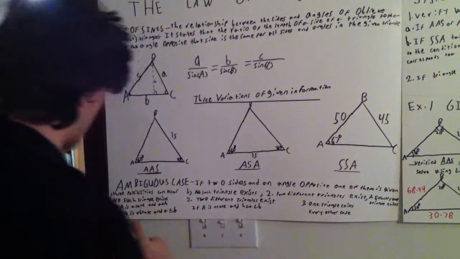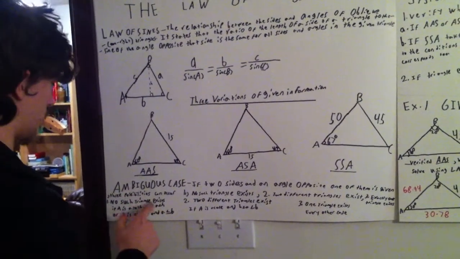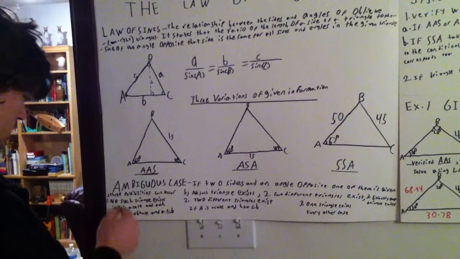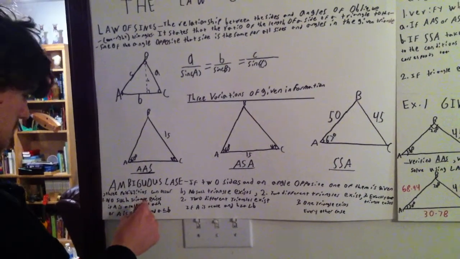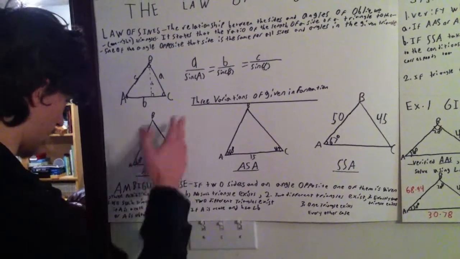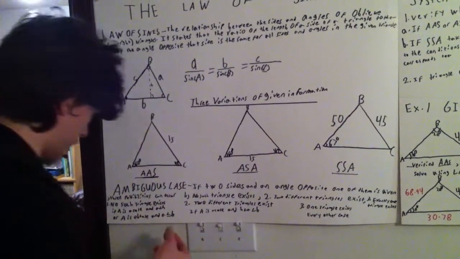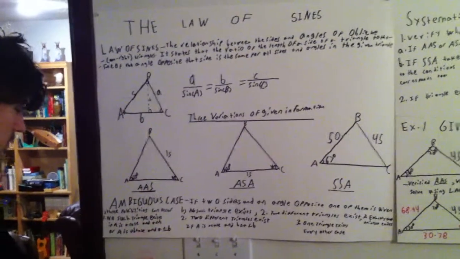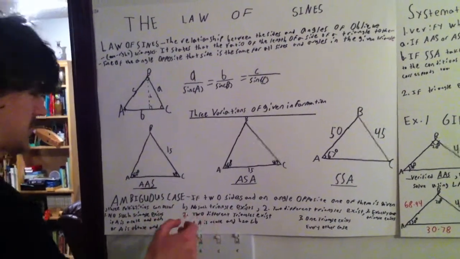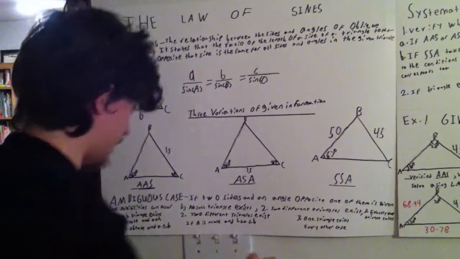The first possibility is that no such triangle exists, and the conditions for this are that angle A is acute and side a is less than the height of the figure, or that angle A is obtuse and side a is less than or equal to side b.